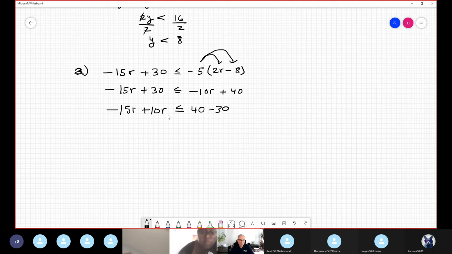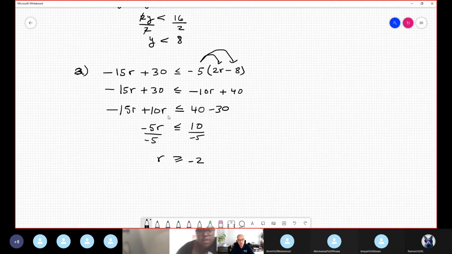Now ready to combine. Negative 15 and positive 10, subtraction, negative 5, no? Less than or equal, this is 10. Finally, divide by negative 5 both sides, because I need to isolate R alone. And now it's negative 2, no? Because 10 divided by negative 5 is negative 2. And what happened with the sign? Stay the same or switching? It reverses. Exactly.